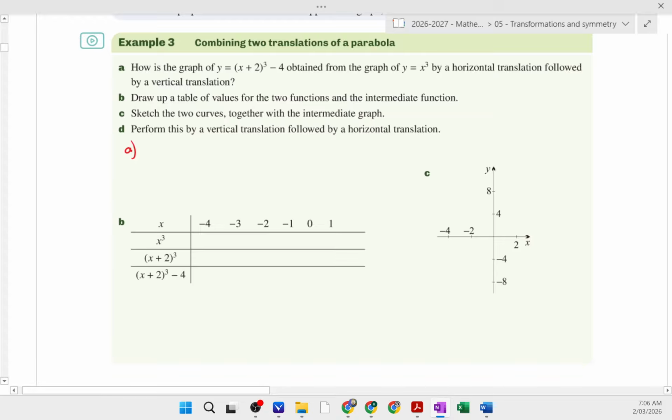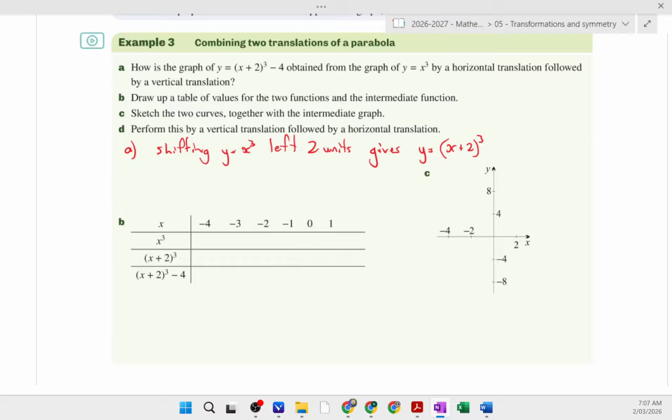If we want to shift the graph to the left, if we had y equals x cubed and we shifted it left 2 units, that gives y equals (x plus 2) all cubed. So that has shifted the x cubed to the left.